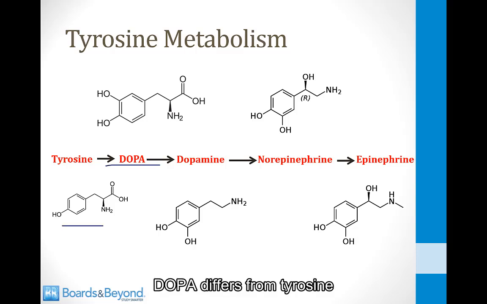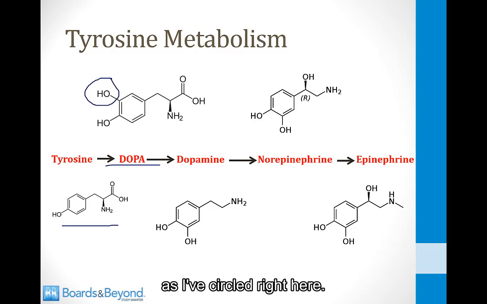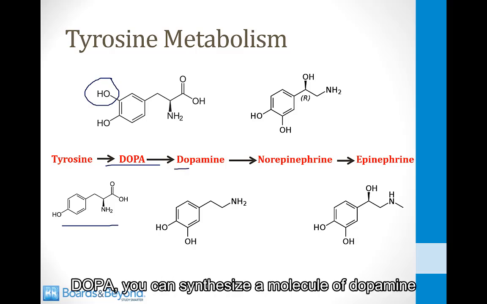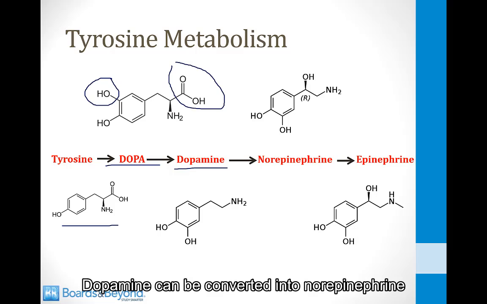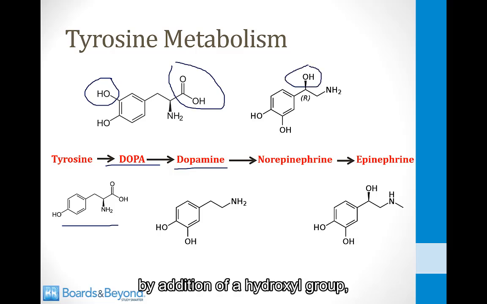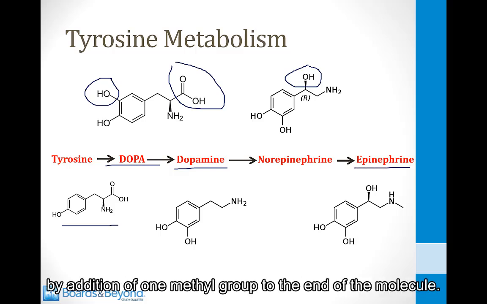DOPA differs from tyrosine only by the addition of a hydroxyl group, as I've circled right here. From DOPA, you can synthesize a molecule of dopamine by removal of the carboxylic acid group at the end of the molecule. Dopamine can be converted into norepinephrine by addition of a hydroxyl group. And then finally, from norepinephrine, you can synthesize epinephrine by addition of one methyl group to the end of the molecule.